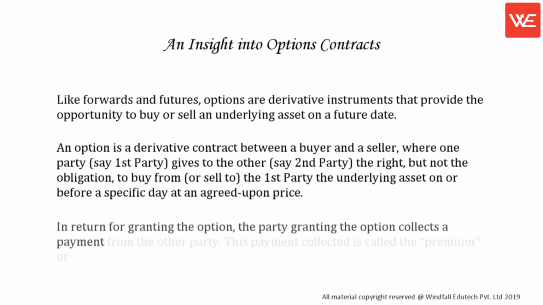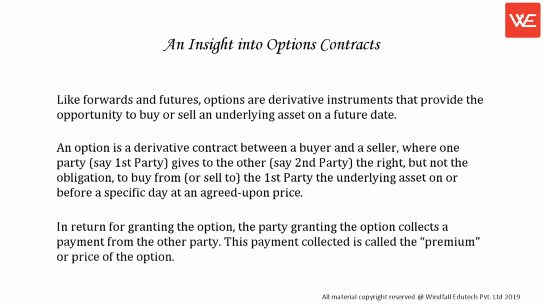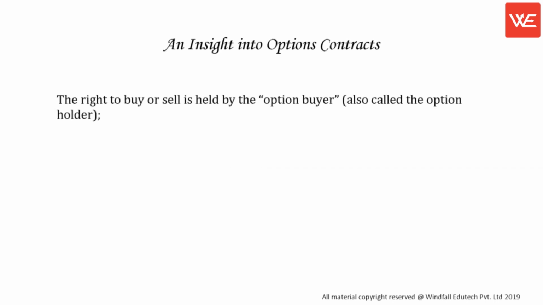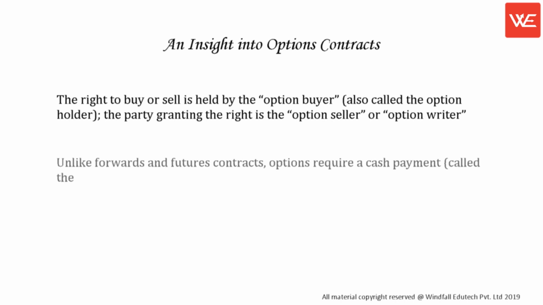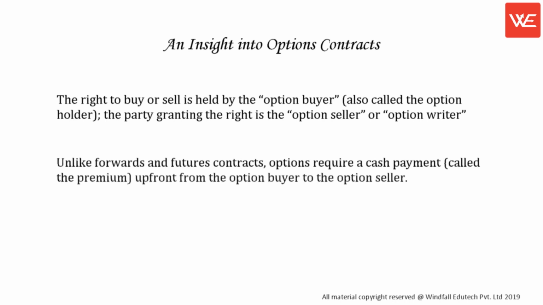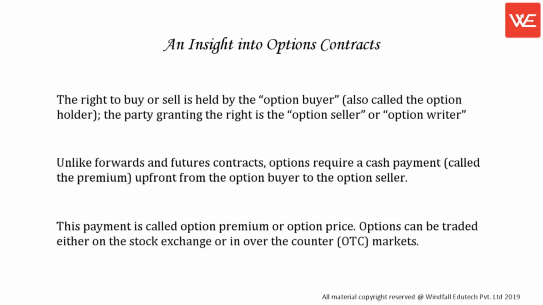In return for granting the option, the party granting the option collects a payment from the other party. This payment collected is called the premium or price of the option. The right to buy or sell is held by the option buyer, also called the option holder. The party granting the right is the option seller or option writer. Unlike forwards and futures contracts, options require a cash payment, called the premium, upfront from the option buyer to the option seller. This payment is called option premium or option price. Options can be traded either on the stock exchange or in over-the-counter (OTC) markets.